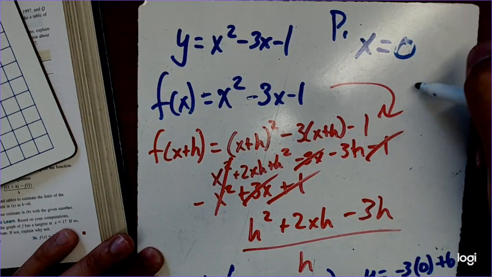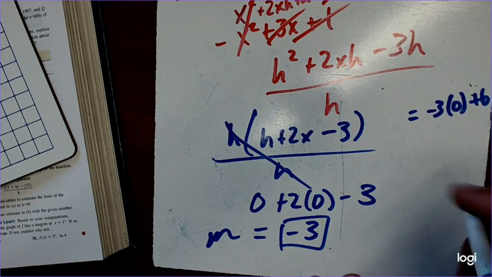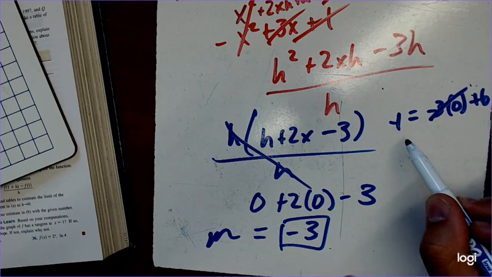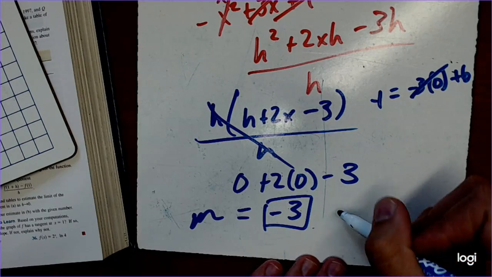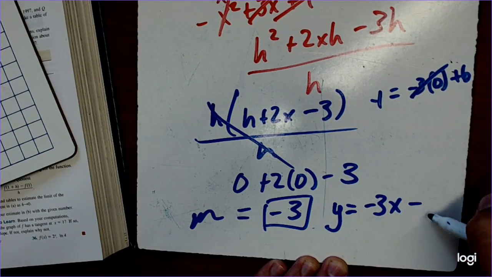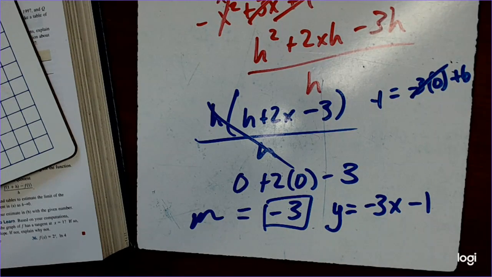So now I've got the point (0, negative 1). I can plug negative 1 into that y. And now I find out that b is equal to negative 1, which means the equation of my tangent is going to be y is equal to negative 3x minus 1. Okay? Now, that's the equation of my tangent line.